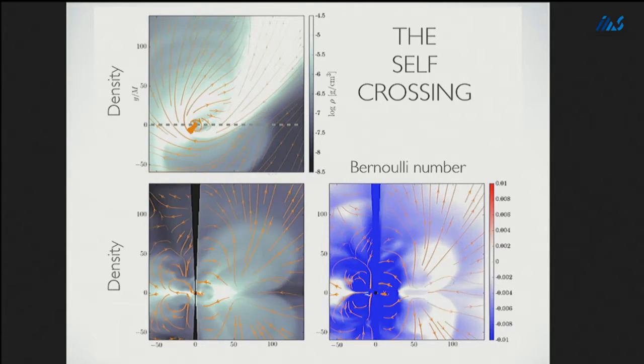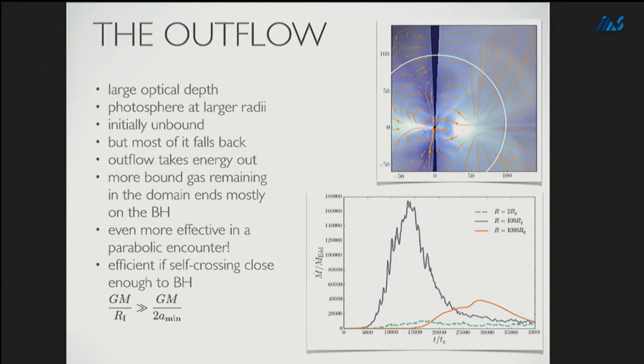Let's pay more attention, look closely. Let's look closely at the outflow and the gas flowing out from the system. So let's define a sphere of a radius 100, and let's integrate the accretion rate. Let's integrate the amount of gas crossing the surface and plot it as a function of time. This is this purple line on this plot.